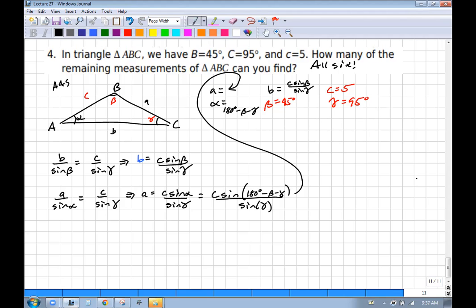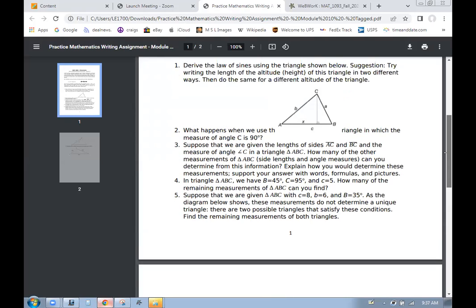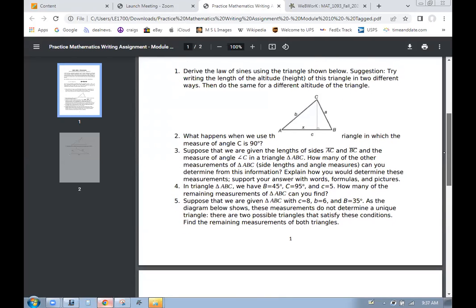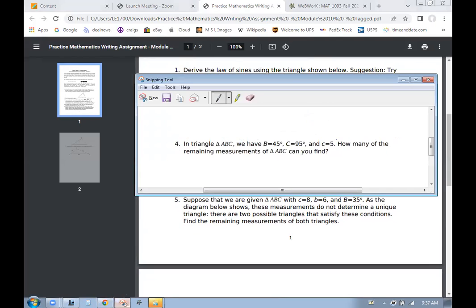Any questions about that one? Okay. Let's see, we've done. What happens when you use a triangle in which the measure of an angle is 90? Number 2 here, if C is 90 degrees, then you just have a right triangle. It gives you the Pythagorean theorem.